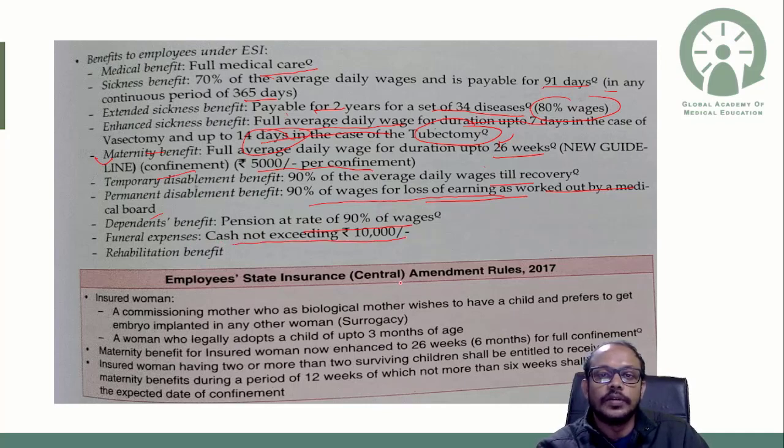Okay, this new amendment rules in 2017, that is, insured woman is a commissioning mother who is the biological mother to have a child and prefers to get the embryo implanted in any other woman.